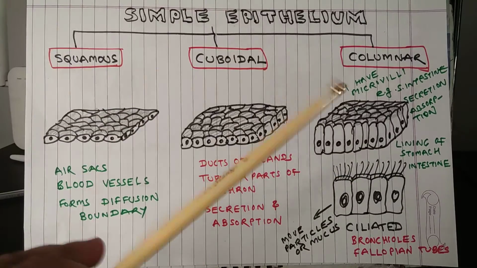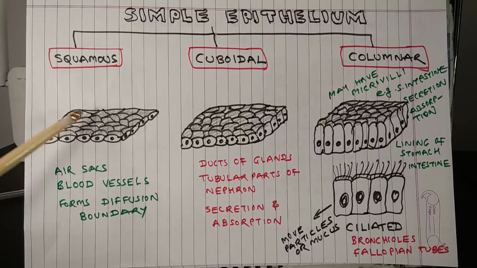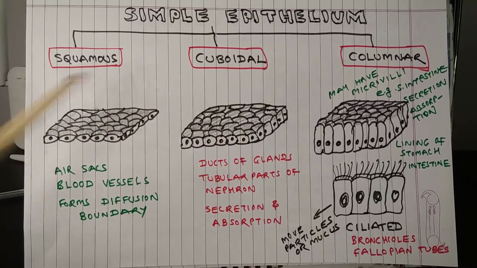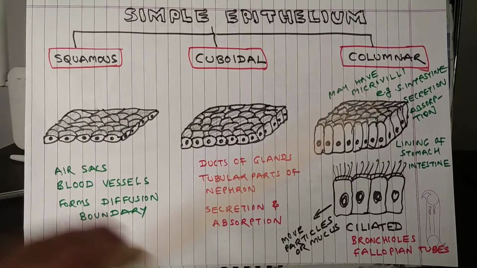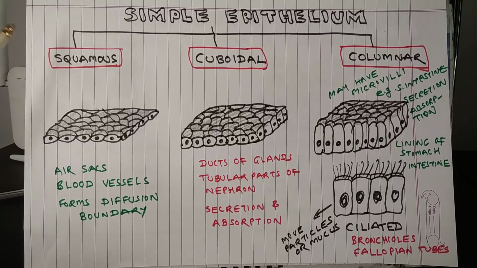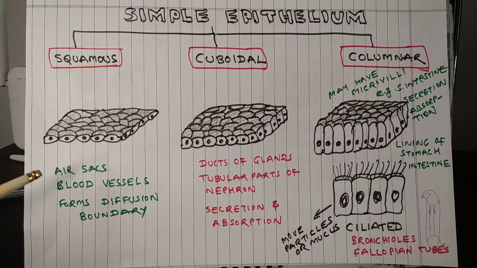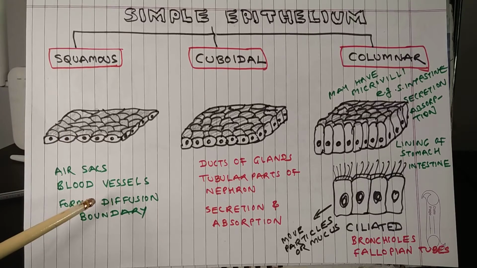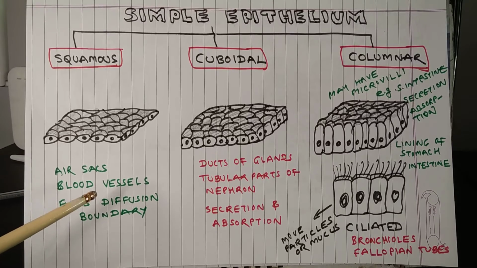So, because of the shapes, the squamous epithelium is very thin, cuboidal epithelium is thicker than squamous epithelium, and columnar epithelium is thickest among the 3. The squamous epithelium is found in air sacs, that is alveoli in the lungs, and in the lining of blood vessels, and because it is a thin layer, it makes a diffusion boundary. So, exchange of materials takes place through squamous epithelium.